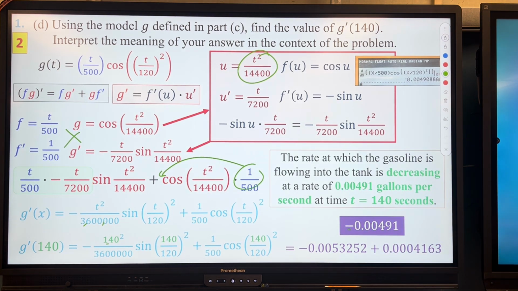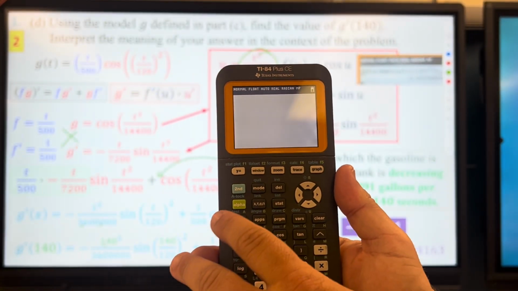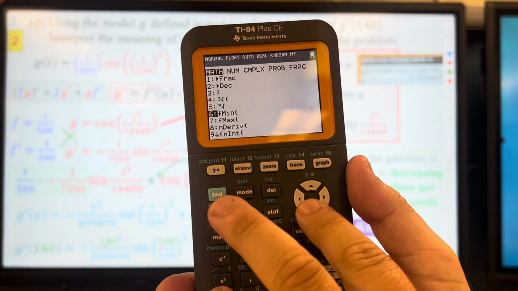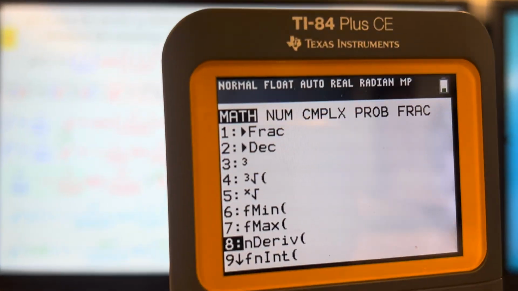Now you didn't really have to do all that work. You could have just used your calculator, and I'll show you how to use your calculator to solve this. So that's just a little practice on product rule. To use the calculator, you're going to go to math again. You're going to go down to number 8 this time. 8 this time is derivatives, that one right there.